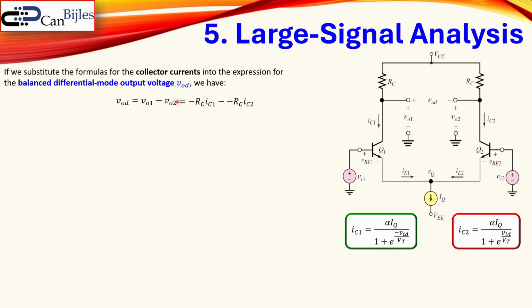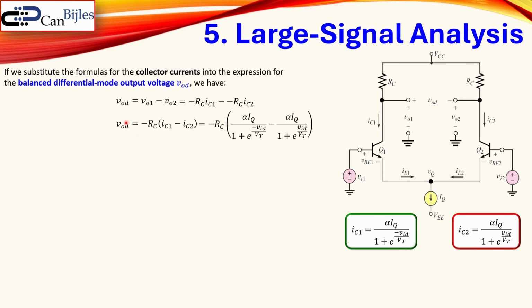And the VO2 is also minus RC, but then for the IC2. Now, since we subtract them from each other, we can also put it in this format. So we now have the two collector currents in the parentheses, IC1 minus IC2, and then minus RC out of it. Now we can substitute here the formulas for IC1 and IC2. That is actually shown here. And now we already have a relationship for the VOD in terms of the differential mode input.